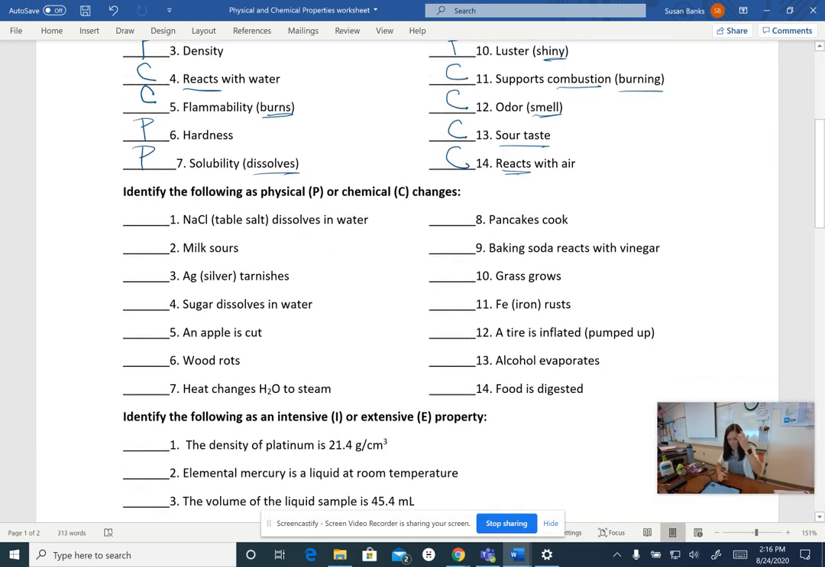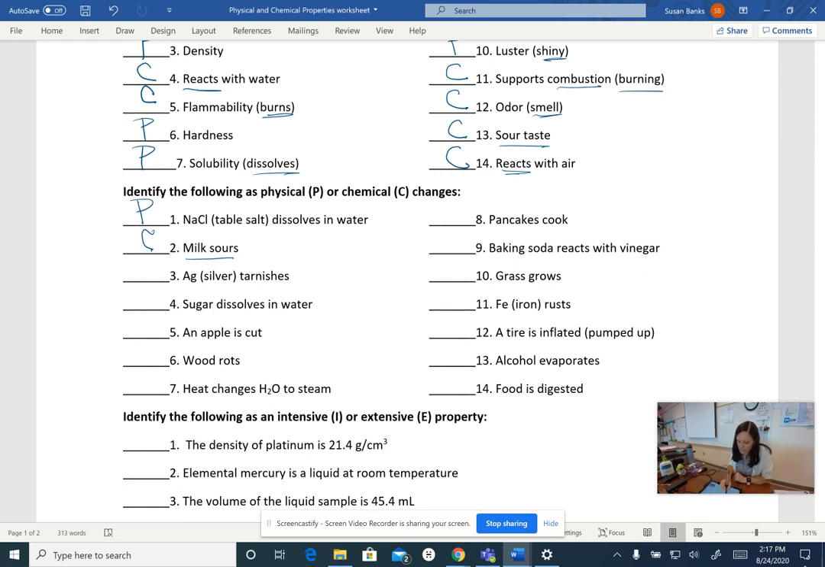Okay, this next section, we want to identify the following as either a physical or chemical change. So I'm going to ask you to pause and put your answers in here. You ready? Okay. Sodium chloride or table salt dissolves in water. That is actually a physical change. We are not changing that we have sodium chloride. Milk sours. Think about what it takes for milk actually to sour. We have to have the bacteria or yeast in there to actually eat up the lactose. So that's a chemical reaction. That is a chemical change.